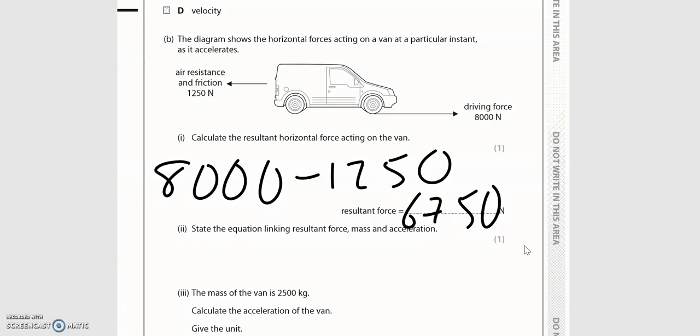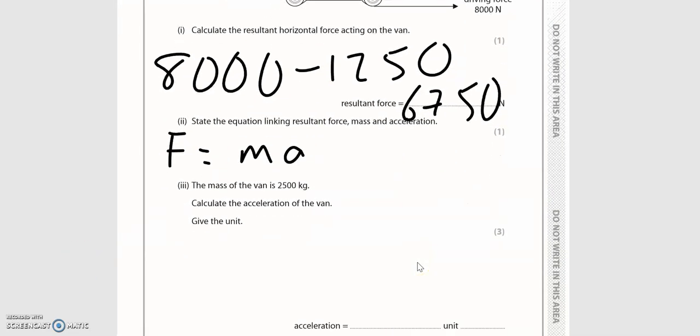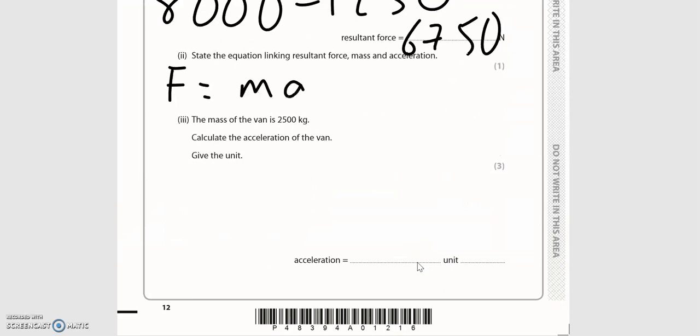State the equation linking resultant force, mass and acceleration. So resultant force equals mass times acceleration. So F equals ma. Write it out in words. These are the only acceptable symbols. The mass of the van is 2,500 kilograms. There's nothing tricky here.